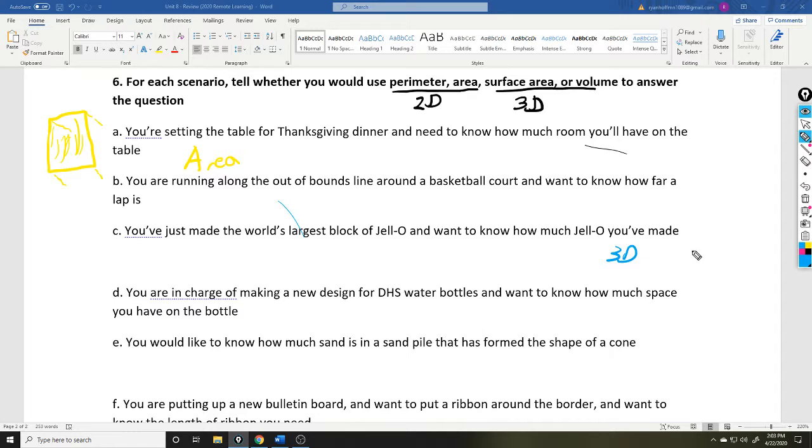Okay, and so here is my block. It's not all that large, but that's okay. There's my block, and I want to know how much Jell-O this is. So I'm not just interested in going along the outside of the shape. I want to know how much space this entire block takes up. This is a volume question.